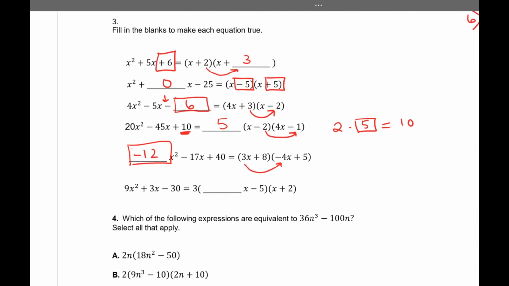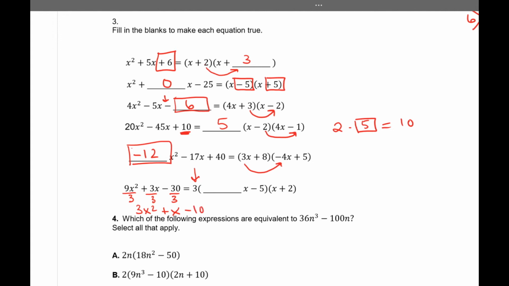9x squared plus 3x minus 30 equals 3 parentheses blank, x minus 5 and x plus 2. So this one's a little bit more difficult. First thing you want to do is take away this 3. So I want to divide all of these numbers by this 3. That leaves you with 9 divided by 3 is 3. Don't forget the x squared. 3 divided by 3 is 1. Don't forget the x. And negative 30 divided by 3 is negative 10.